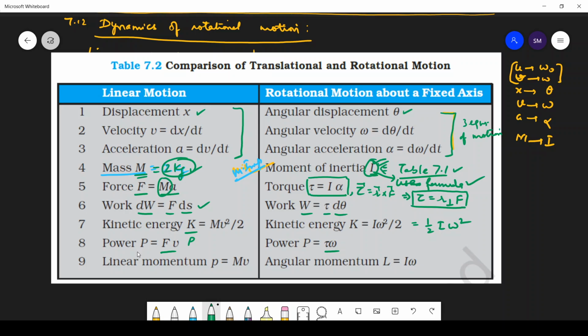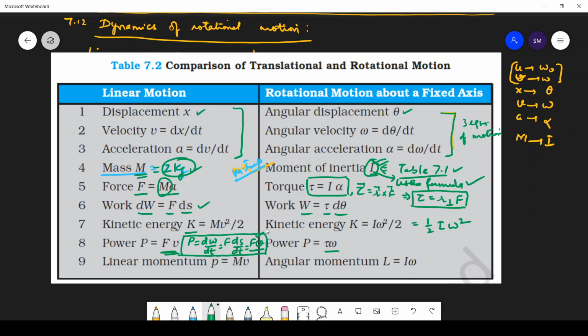So we know the formula of power. The instantaneous power is equal to dW by dt, the rate of change of work done, and work done is F into S. Here force is constant and ds by dt is velocity, so that is F into V. So these are the formulas of power.